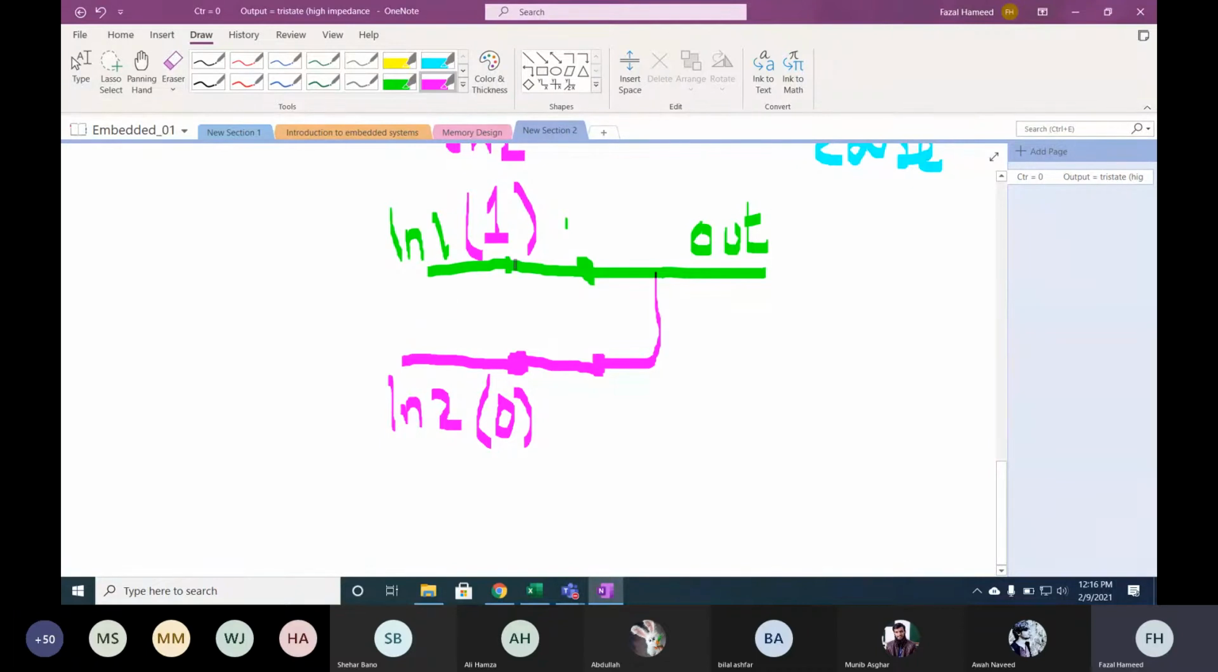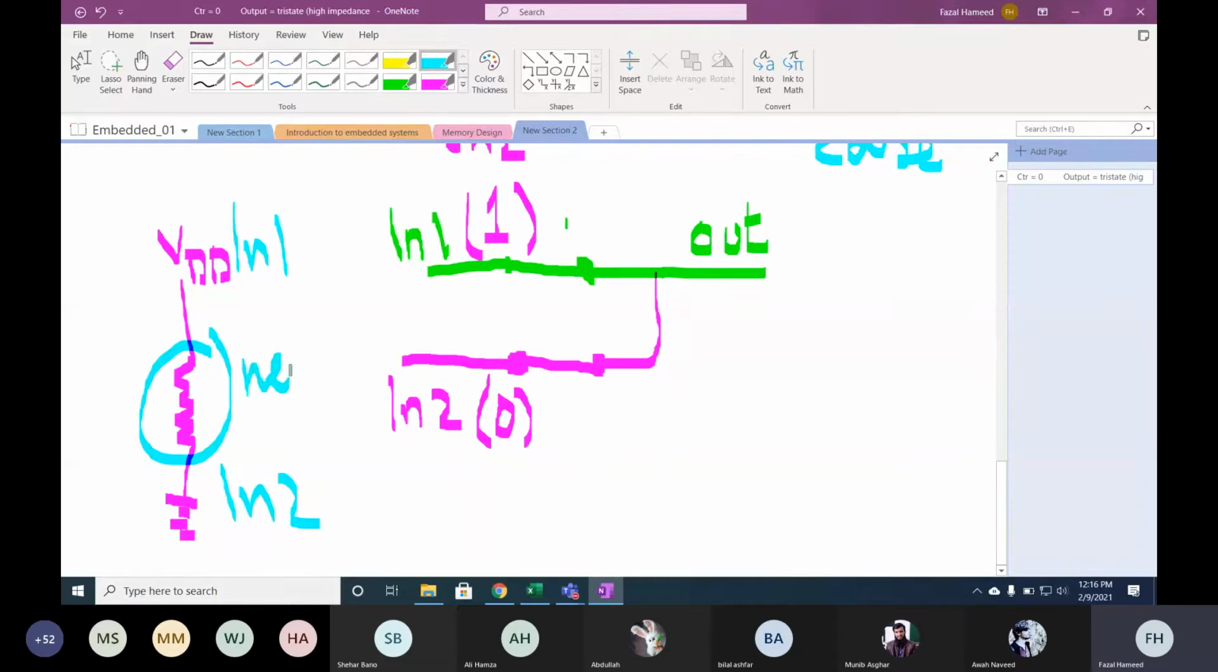When the device is connected, it will have a very low resistance, near zero. So let's assume you have a VDD, then a resistance, then a ground. This VDD is actually in 1, and this ground is in 2, because now you are connecting both, and the resistance is near zero.